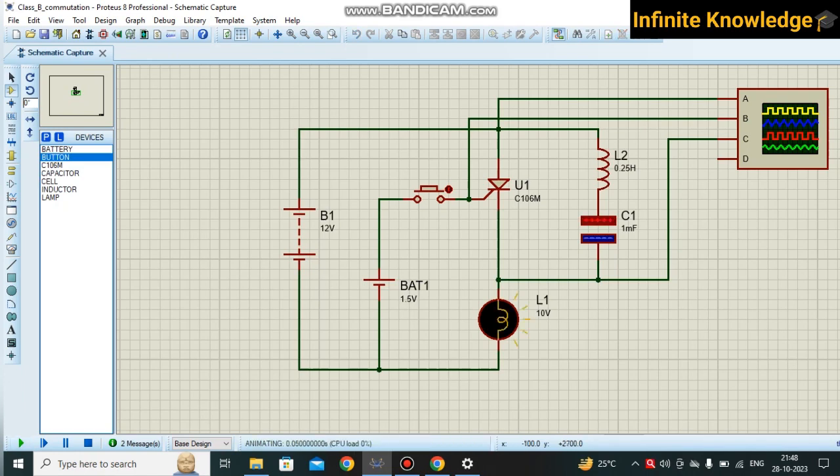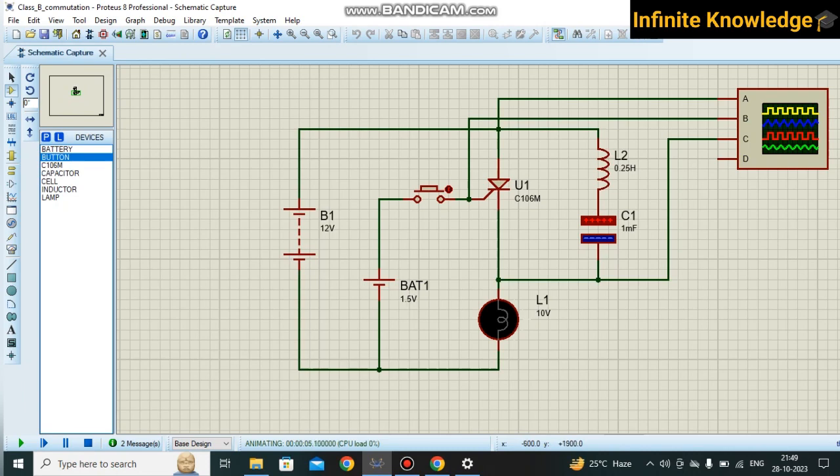Here I am showing the simulation. Once my simulation is on, the supply flows from this direction and my capacitor gets charged. Once my capacitor is charged to the same voltage as the supply voltage, it opposes the current flow. So whenever I start the simulation, my load gets on for a very small time and then switches off, because during this time my capacitor gets charged. Once it's charged, no current will flow through this path, and my lamp is in the off condition.